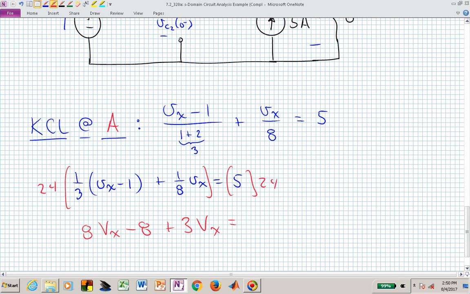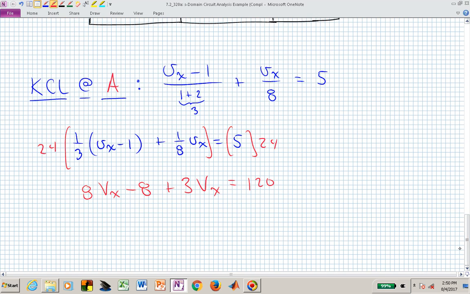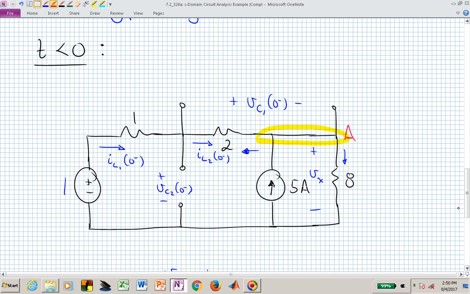125, and we're not quite there. We're 5 less than that, so that's 125 minus 5, which would then be 120. So now we have 11 V sub x is equal to 120, or in fact, V sub x is now 120 over 11.